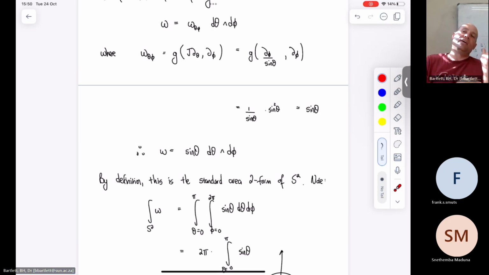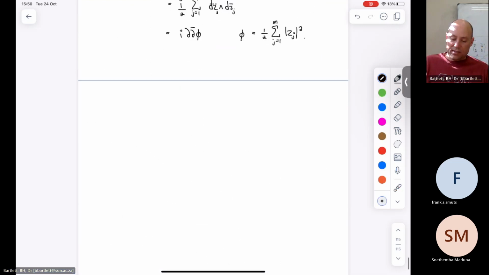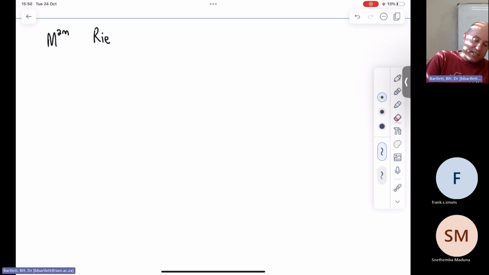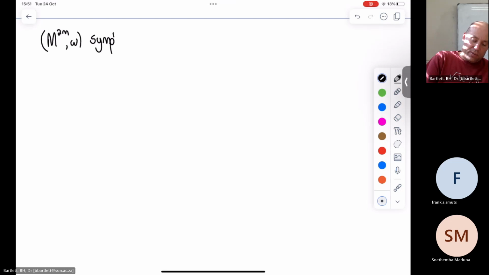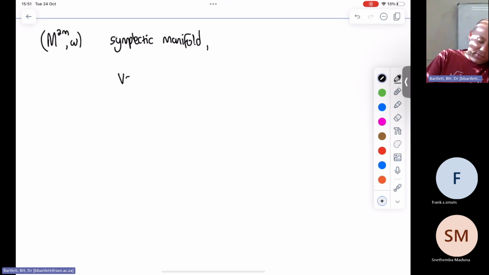So how do we generalize this? Let's talk about that. If I've got an m-dimensional, or let's say 2m-dimensional, say symplectic manifold, then I'm going to get a top exterior form. I'm going to get a volume form. So I can define this guy. It's the volume form of the symplectic form.